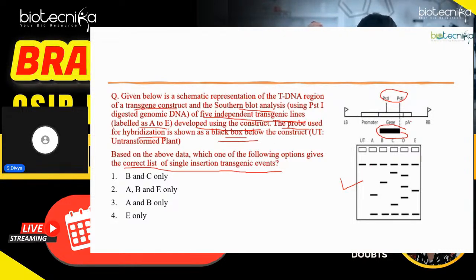So, a transgene is there, a probe is there, restriction digestion is done. Then you have to analyze the blot. Blot analysis, you have to identify the correct answer. Any answer from your side? Any answer from anyone else? No? You can get into the answer.